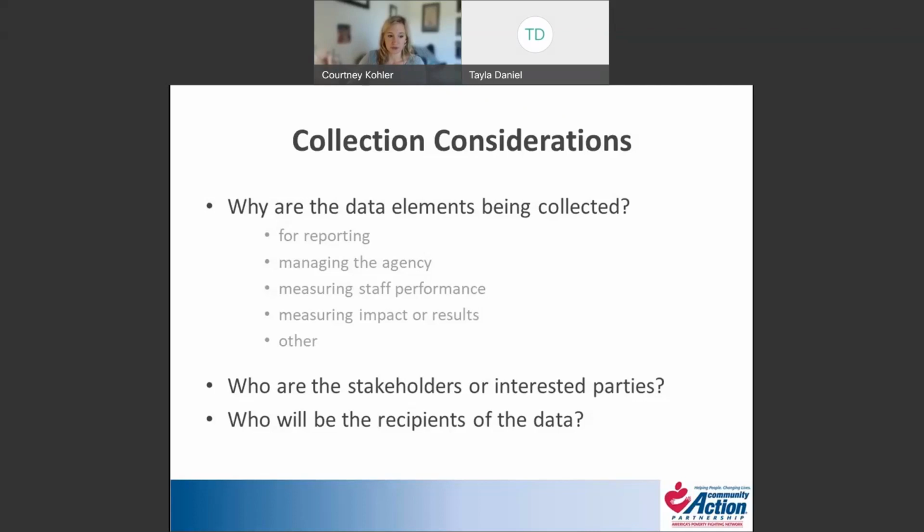So then also, who will be the recipients of the data? Sometimes we do leave staff out of this picture. Especially frontline workers are overlooked as far as receiving back some of the data or some of the analyzed data. For frontline staff, it can actually be really useful to get a picture of this data as they go through the process of serving customers, so that they can improve their own work and how they're serving customers as well.